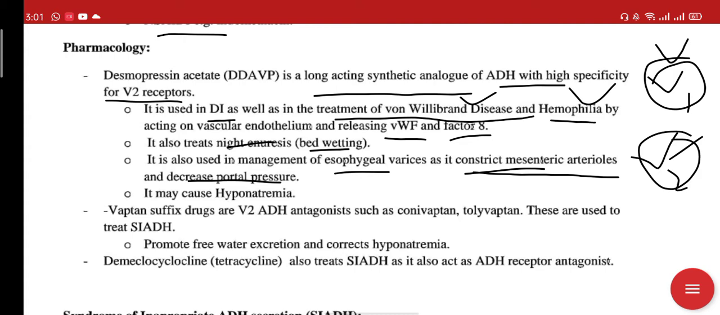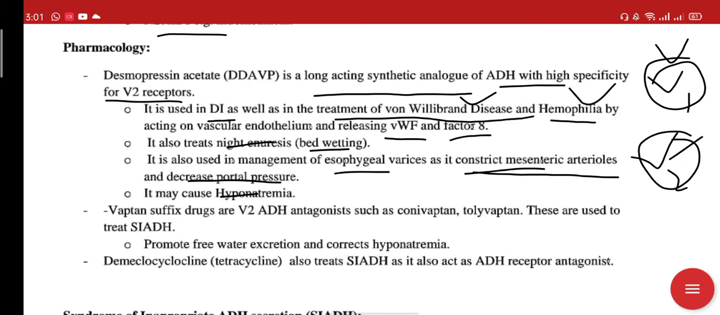Moreover, it may cause hyponatremia. That is one of its side effects, since it causes retention of water. So the body will absorb more and more water, and as a result the sodium and the whole serum osmolarity will go down.